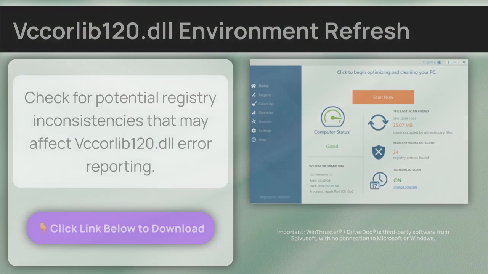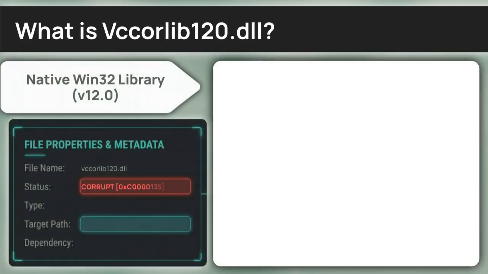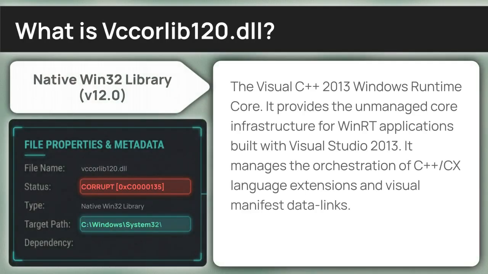This is the vccorlib120, the Visual C++ 2013 Windows Runtime Core. It provides the unmanaged core infrastructure for WinRT applications built with Visual Studio 2013. It manages the orchestration of C++ and CX language extensions and visual manifest data links. Since we've covered what this file is, let's move to the primary fix.